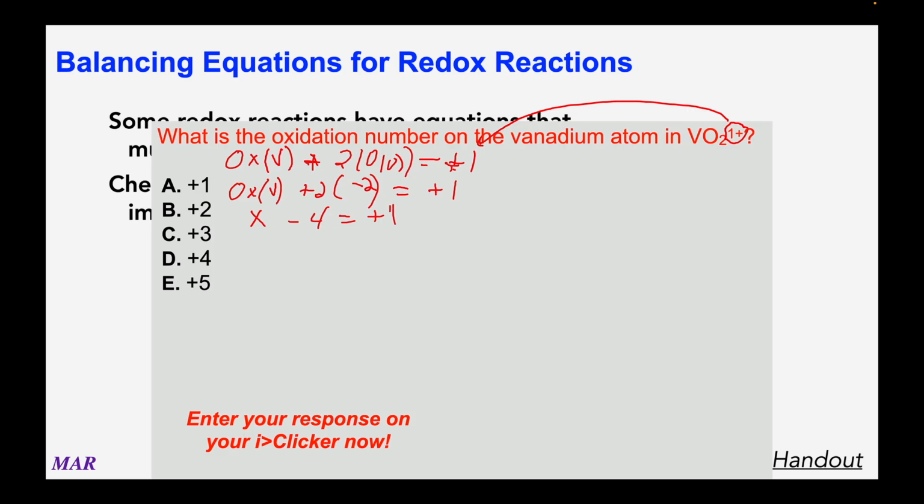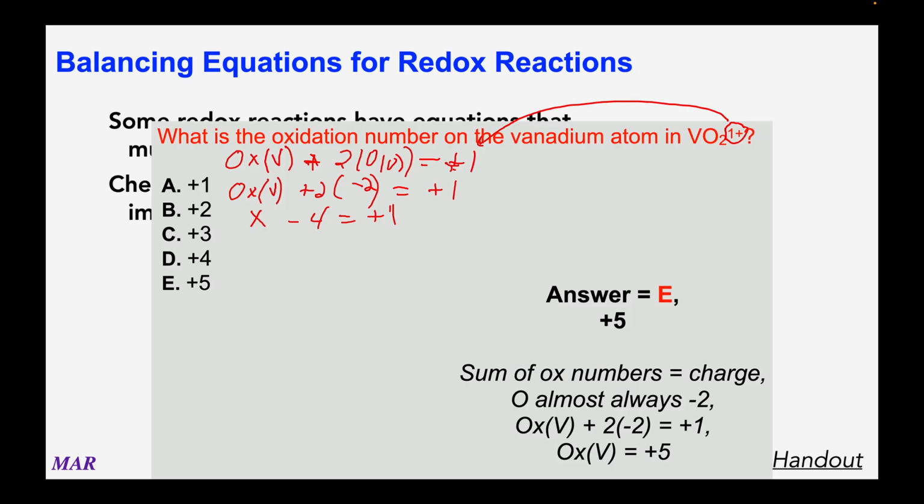So you put the -4 on the other side, it's +4. The vanadium here comes out to be +5. So the sum of all the oxidation numbers in a compound or ion equals the charge, if there is one. In this case, that means vanadium plus 2 times the oxygen equals +1. Oxygen's almost always -2. Solving for the vanadium, +5.